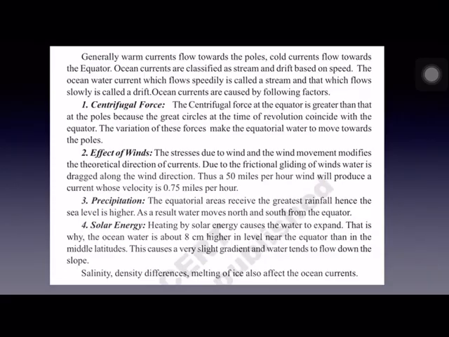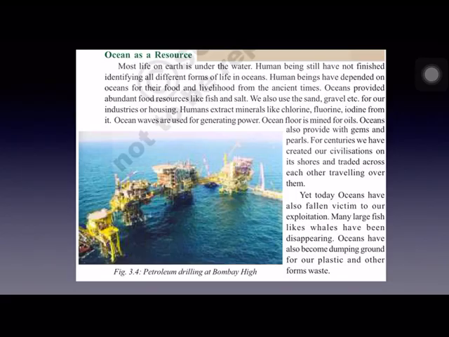Now, oceans as a resource. That means how these oceans are useful to the mankind. They are useful in many ways. They provide us seafoods. They are the source of livelihood for many people. Many people depend on the oceans for their livelihood. From ancient times, these oceans have been the source of livelihood for many people.